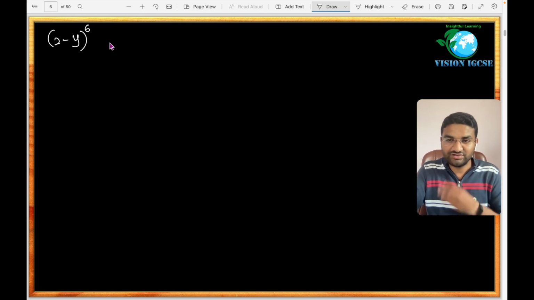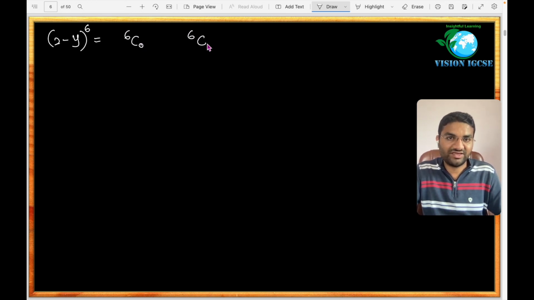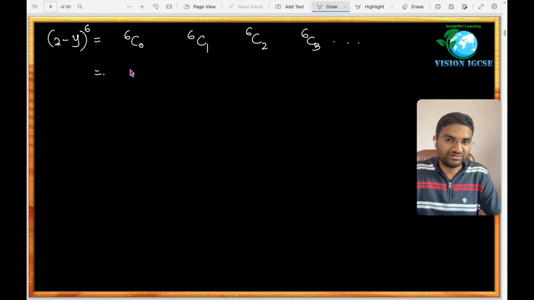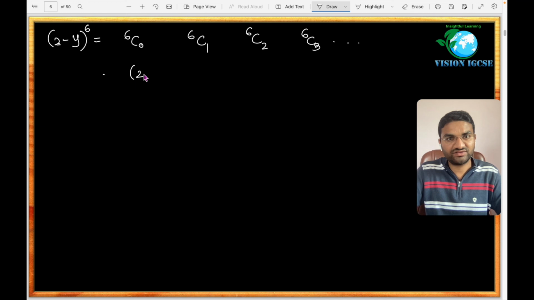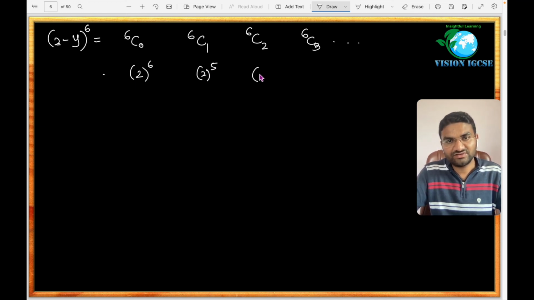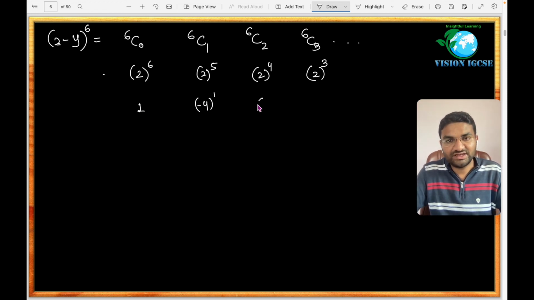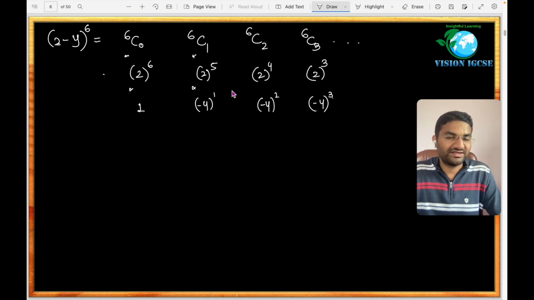Let's say we have 2 minus y raised to 6, and you have to expand just the first 4 terms. So here 6C0, then 6C1, 6C2, 6C3. Done. That's it. We have to find the first 4 terms. The first term is 2, so you write the decreasing order of the first term: 2 raised to 6, then 2 raised to 5, then 2 raised to 4, then 2 raised to 3. It's easy, right? Then next you take the negative sign with y: 1, then negative y raised to 1, then negative y raised to 2, and negative y cube. So this is just multiplication.